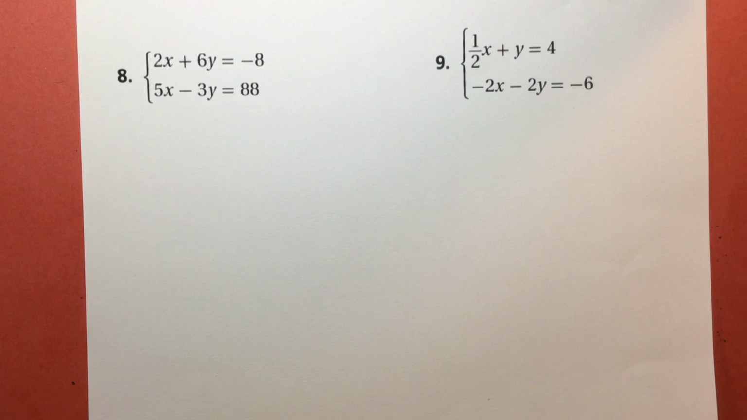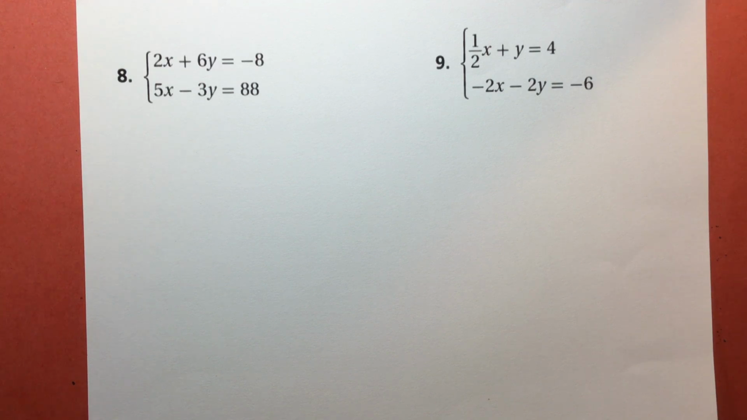Okay, so for problem number 8, notice that I do not have coefficients that are opposite. I got 2x and 5x. I can make the x's drop out. There I am, I use the word drop out. I can make the x's drop out. I can multiply the top by 5, I can multiply the bottom by 2, and I can choose one of them to be negative.